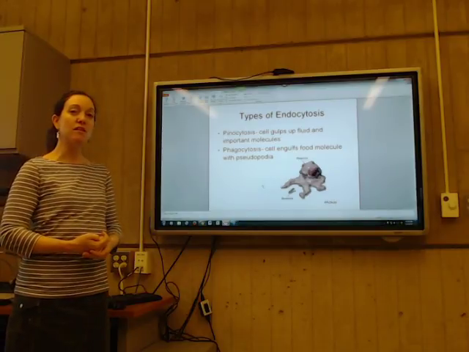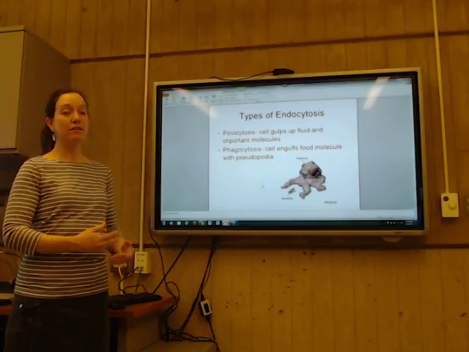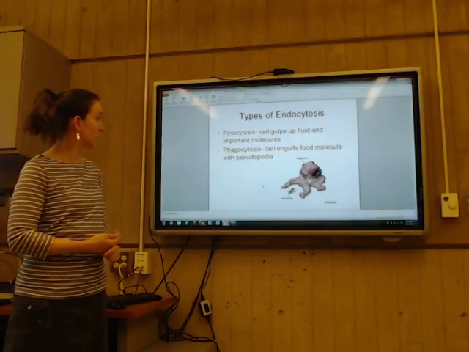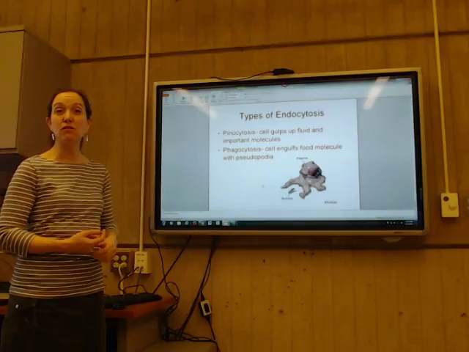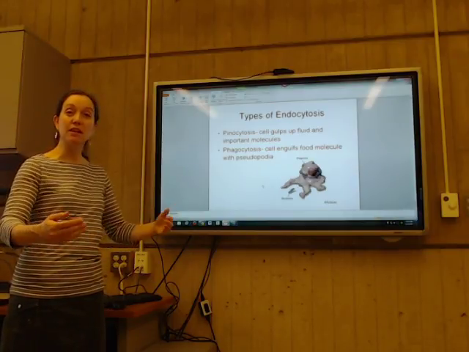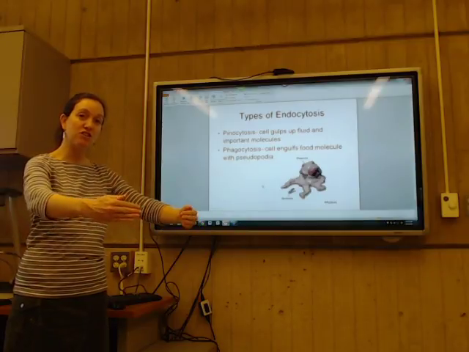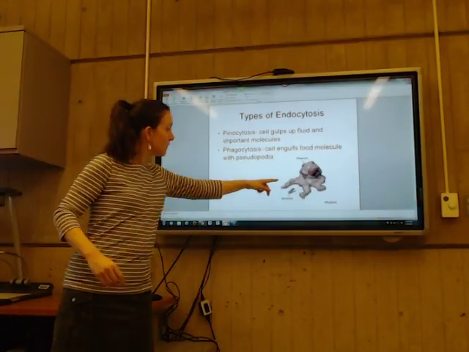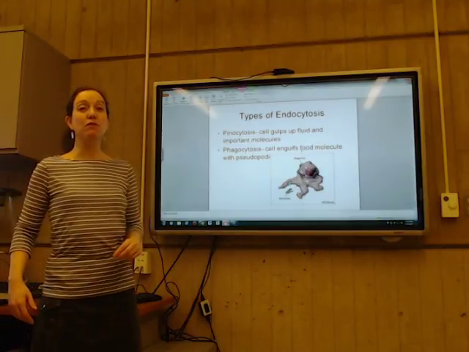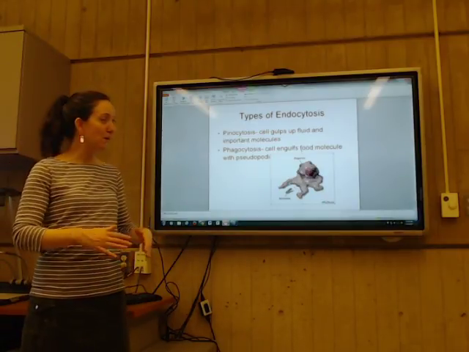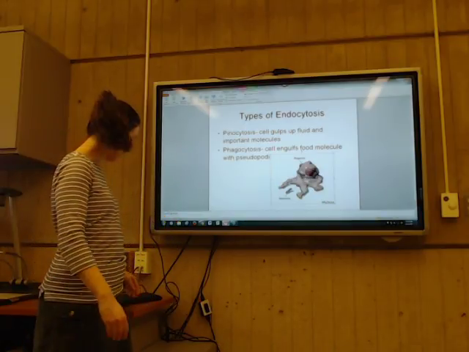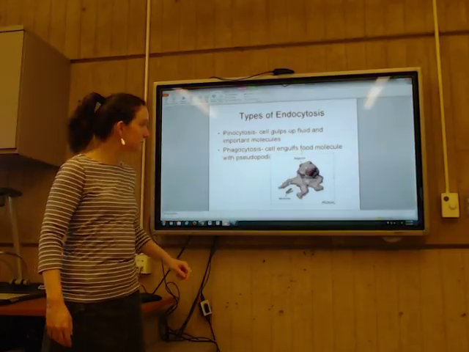Phagocytosis is called cell eating. Phago refers to eating, and here the cell engulfs a food molecule with structures like pseudopodia. We see this in lab when we were looking at the amoeba. They have those projections of the plasma membrane right here that can wrap around food particles. The pseudopods can be used for moving the amoeba around, but can also be used for consumption of large molecules and little bacteria.